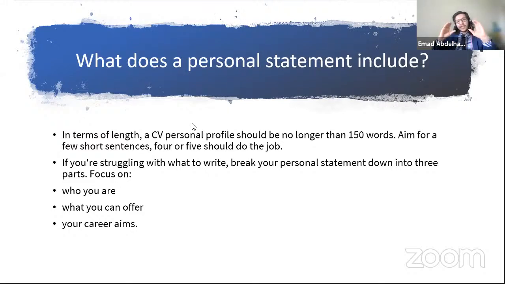So it's like who you are, what you can offer, and your career aims. You just put that there in your CV to show the employer who you are, what you can offer, and what your career aims are. But this information will be in the CV itself. Yeah, that's what I was saying, Aisha, is that you don't repeat the same information again.